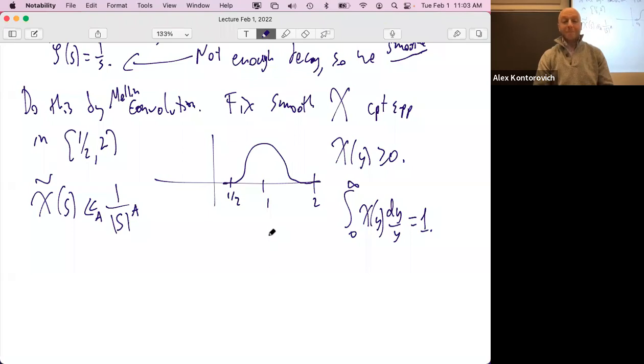Okay, a quick question about that. When you actually do that, do you know how the constant increases with a? It depends on the derivatives of psi, but actually I'll only do this with a equals 1 in the application.